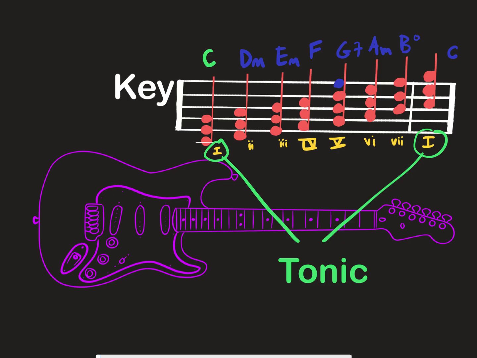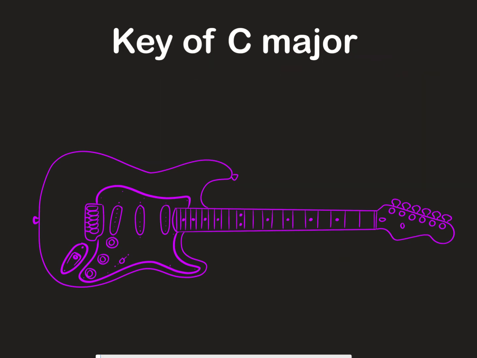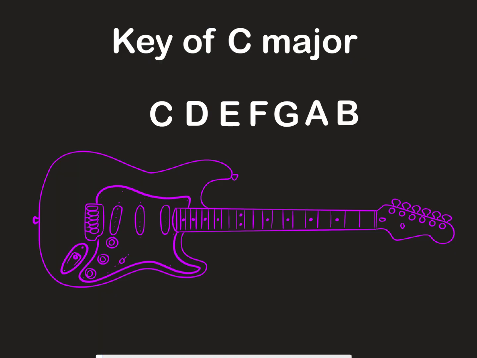So if we're in the key of C major, the notes are C, D, E, F, G, A, B. Each of these notes gets assigned a number from 1 to 7. These are called scale degrees. So C is 1, D is 2, E is 3, and so on. This numbering system is important because it lets us understand patterns that work in any key, not just C major.